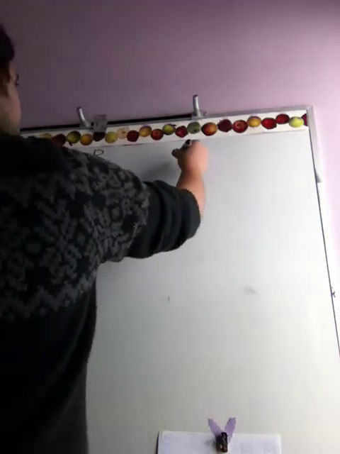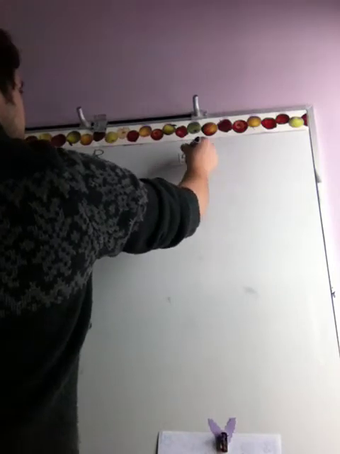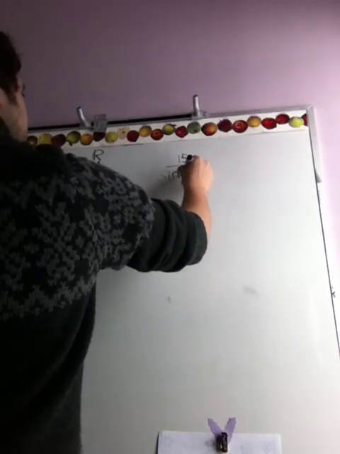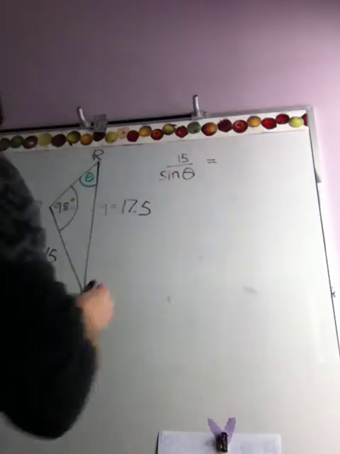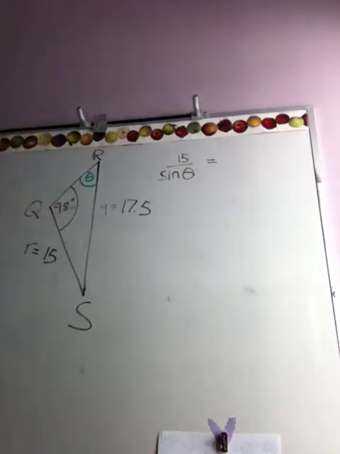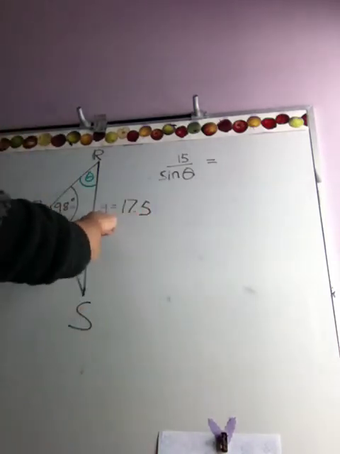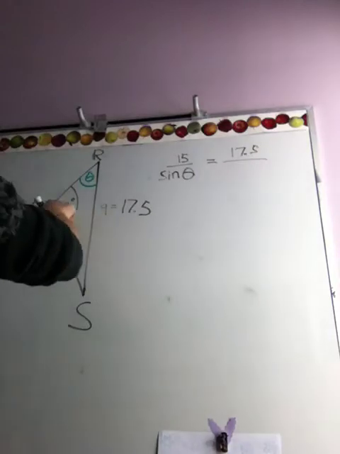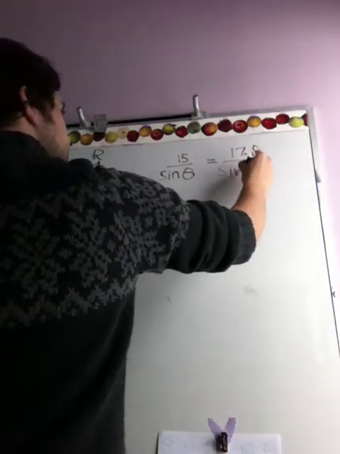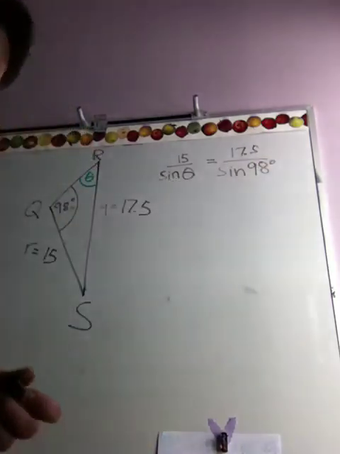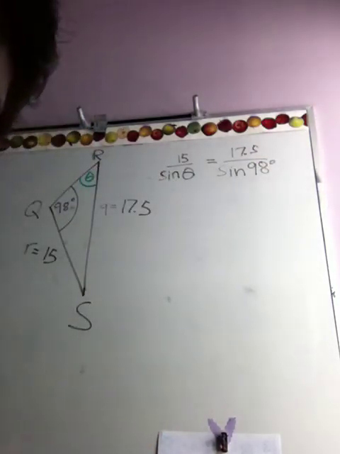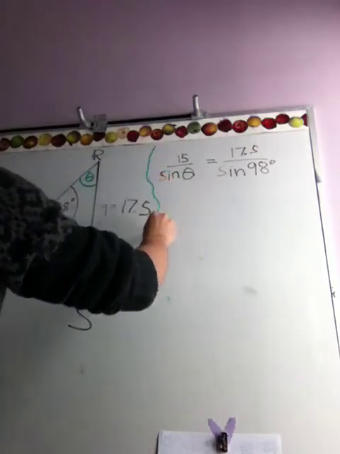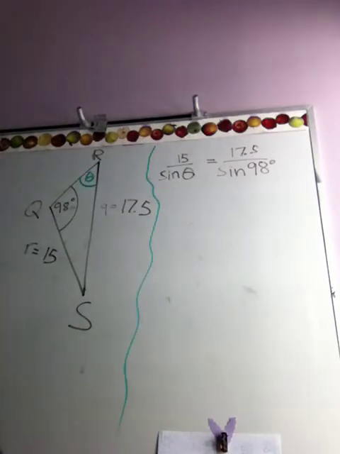Side of the triangle over the sine of its opposite angle, sine of theta, equals another side in the triangle, Q, which is 17.5 over the sine of its opposite angle, sine of 98 degrees. And I'm hoping you can see that. Alright. Just to separate that from the diagram.